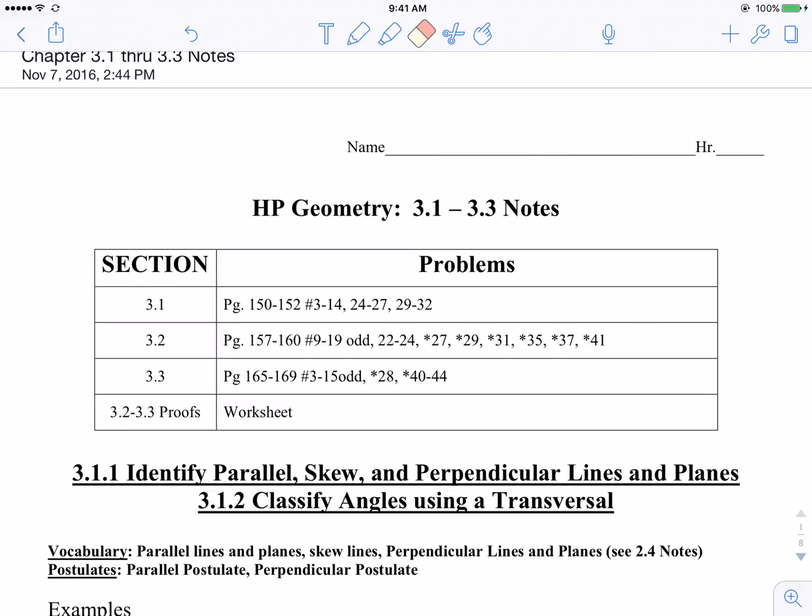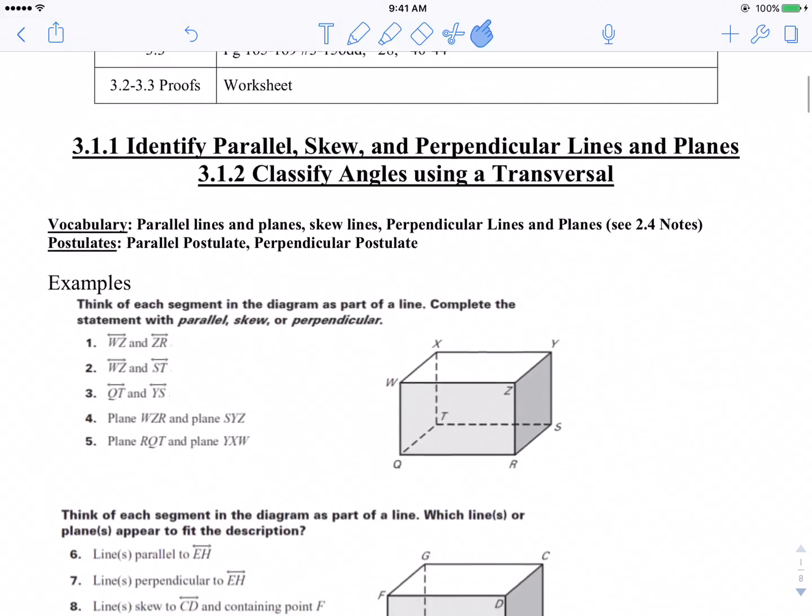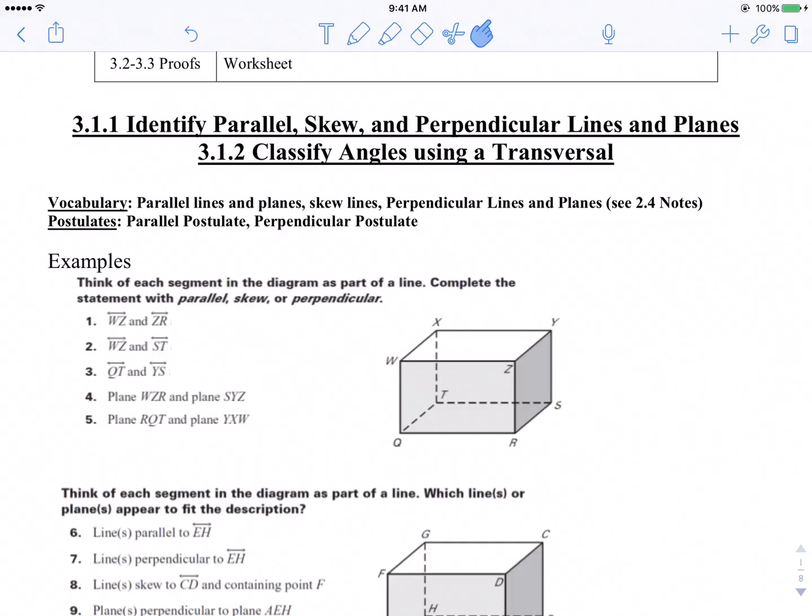Hi, we're looking at 3.1 today. As soon as we're done here, you can go ahead and start this assignment on page 150. So, a couple of vocab words that you'll recognize, a couple of new ones here.